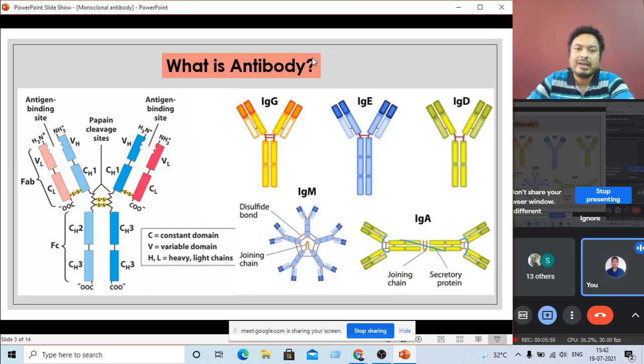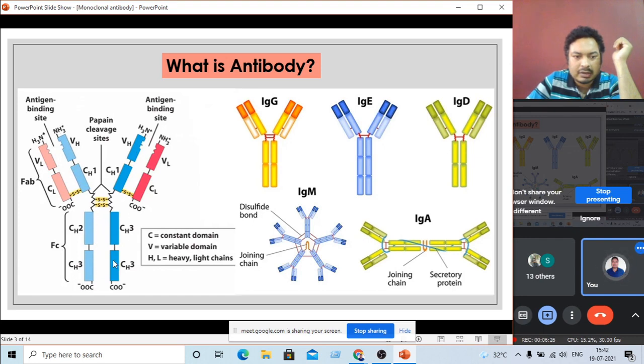Now what is an antibody? How does it look, and what is the structure of an antibody? You can see this is a definite structure of an antibody. In this structure you can see two different chains. This is a long chain, you can see starting from here, the blue color, up to that much. This is a long chain.